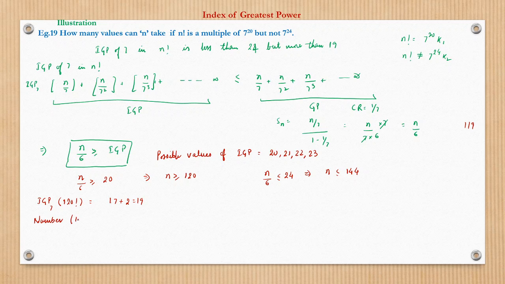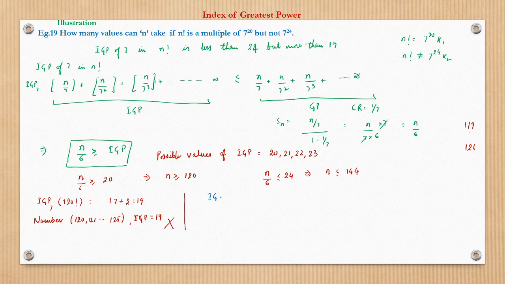numbers from 120, 121, till the next multiple after 119, which is 126. So 120 to 125, IGP is 19. So this is not a possible case, right? This is not a possible case. Now we will take another case here. 126 we will take.